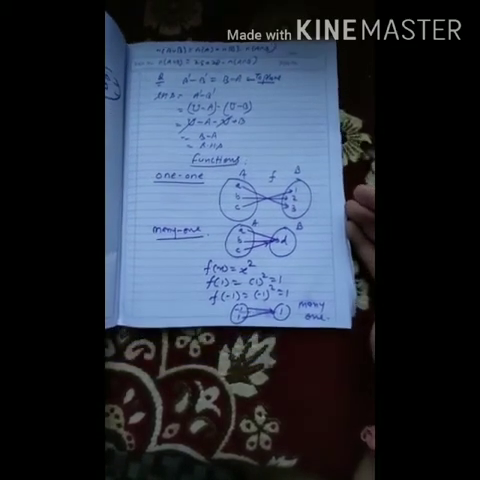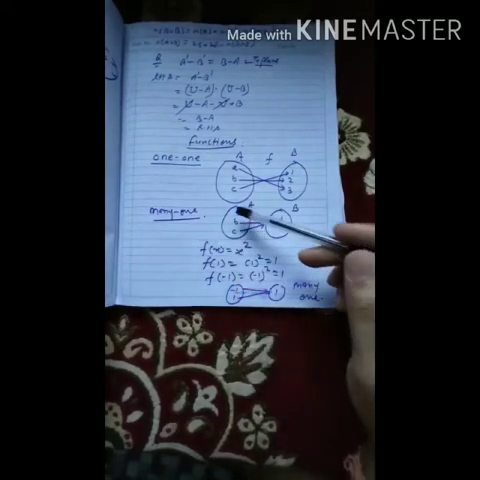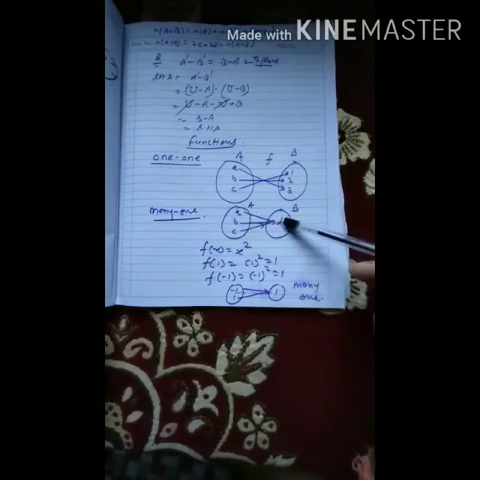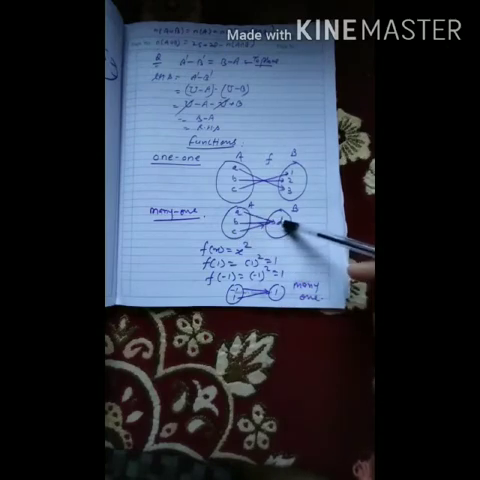After this is the second one, many-one function. Many elements in set A bear only one image, that is the same image. So this is called a many-one function.